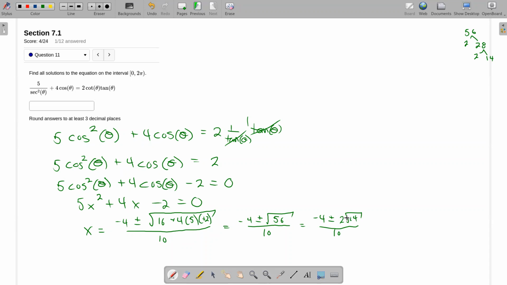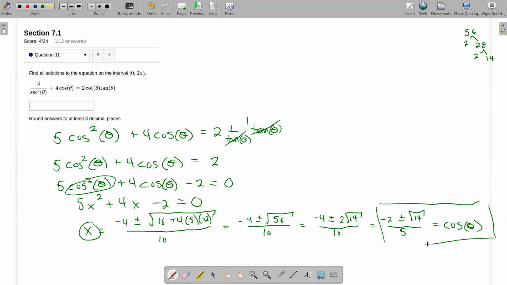And then since I have evens all over the place, I can divide the 2 out. So 2 goes into 4 negative 2 times, 2 goes into 2 once, leaving just the square root. 2 goes into 10 5 times. So that's my reduced answer for x, but x is really the cosine. So now I have cosine of theta equals that. And then we've got to figure out what to do with this to get theta.